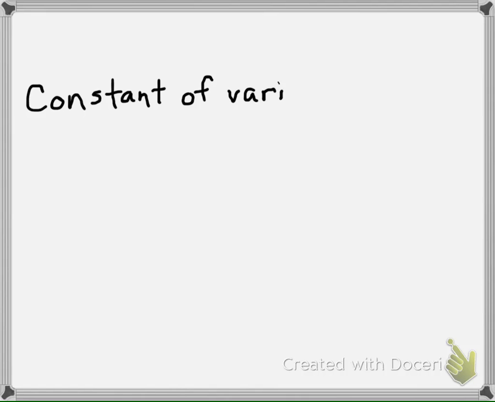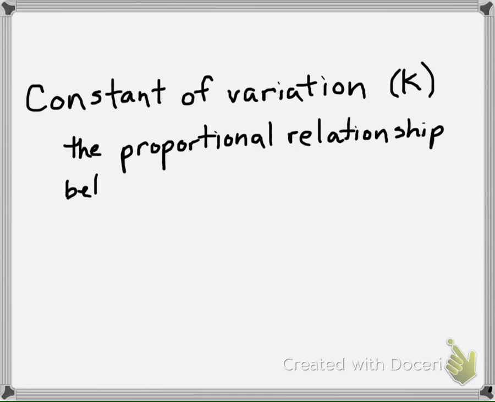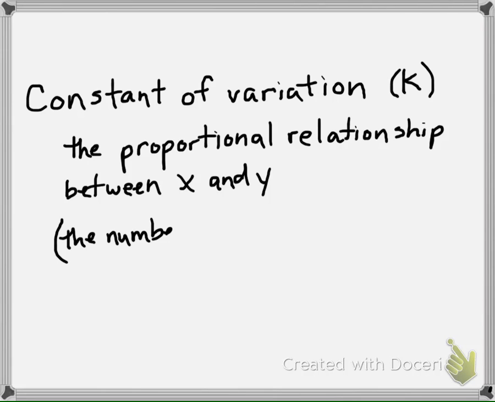Okay, now we are going to find the constant of variation, which we will call K. It's just the proportional relationship between X and Y. It's just how you get from X to Y. In other words, it's just the number that you multiply X by to get Y every time.